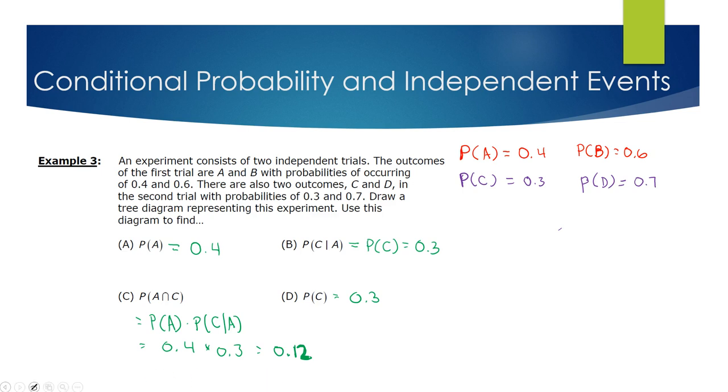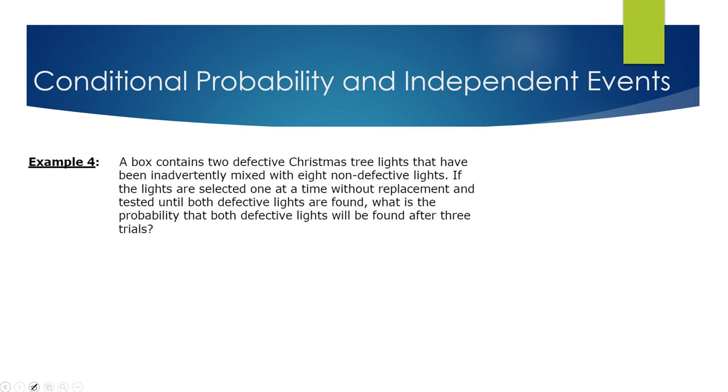And on to our last example. A box contains 2 defective Christmas tree lights that have been inadvertently mixed with 8 non-defective lights. If the lights are selected one at a time without replacement and tested until both defective lights are found, what is the probability that both defective lights will be found after 3 trials? So take a moment or two and look this over and figure out the probability of this, and then we'll go over it together.